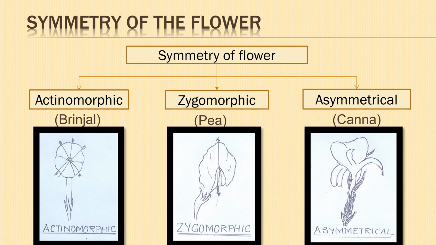Asymmetrical or irregular flower. When a flower cannot be divided into two equal halves along any plane, then it is said to be an asymmetrical or irregular flower. Example, canna. Next, we shall study the position of floral leaves on the thalamus.